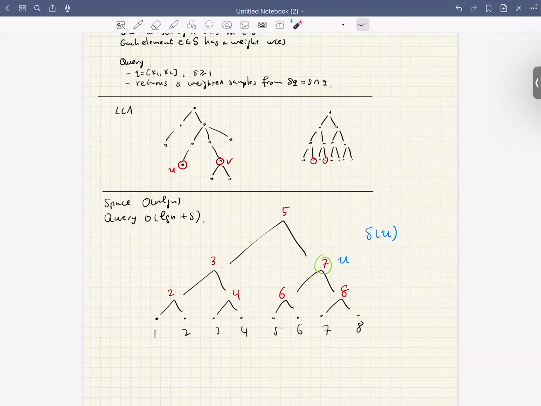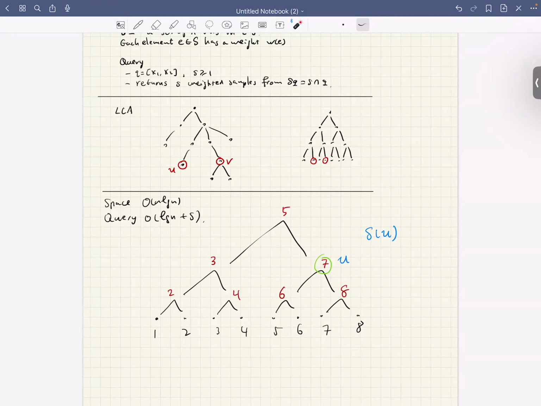Good, nice. Now, what I want you to do is this. For every node U in the tree, I want you to build an alias structure on SU. Now remember, 5, 6, 7, 8 are the leaves here, and they are weighted. Each one of them carries a weight. So what you want to do is build an alias structure for this U and store it along with U. You can do that, right?